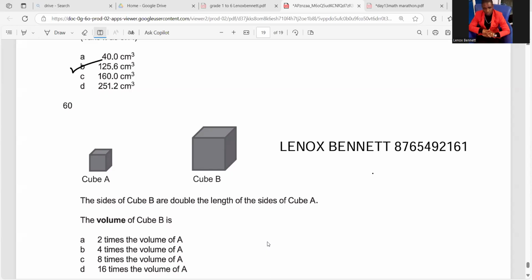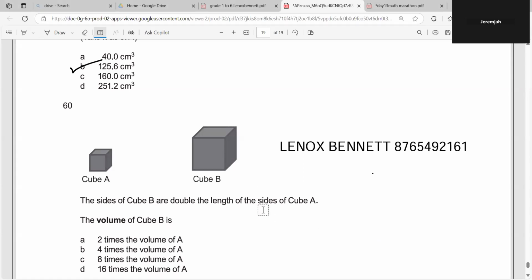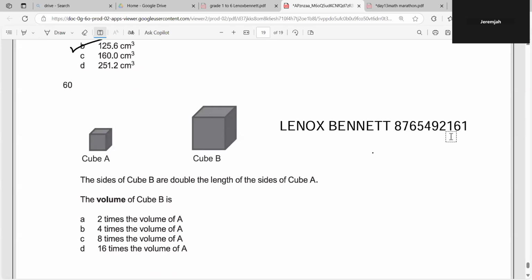Rema, you want to do this one? Last one for me now. Yes, sir. All right. So, sir, for this one, it says the sides of cube B are double the length of the sides of cube A. And the volume of cube B is, sir, I pick C, 8 times the volume of A. Sir, let me explain why.